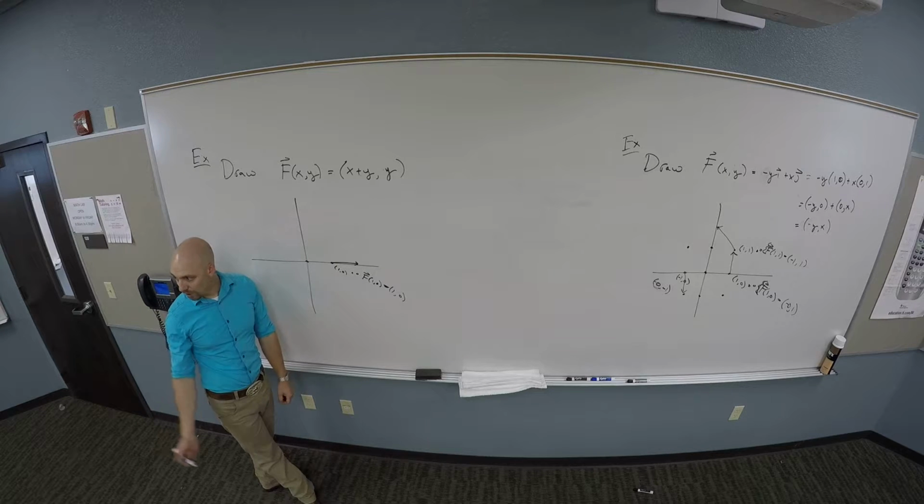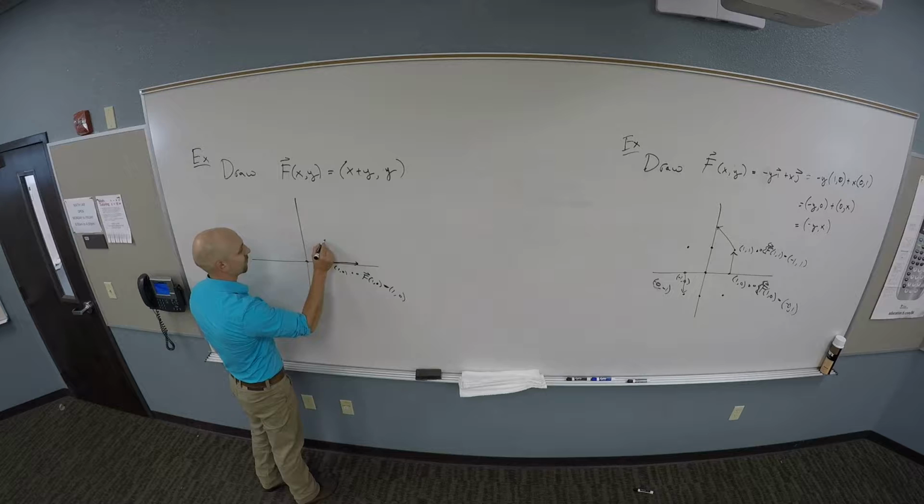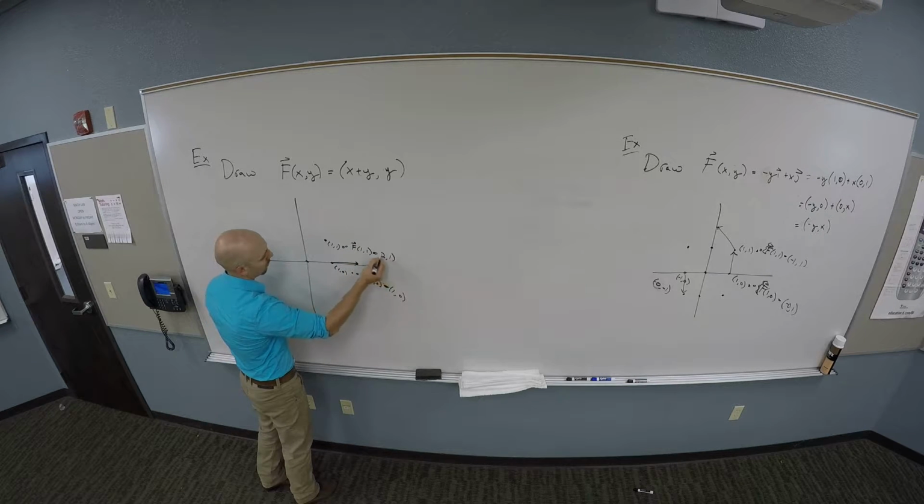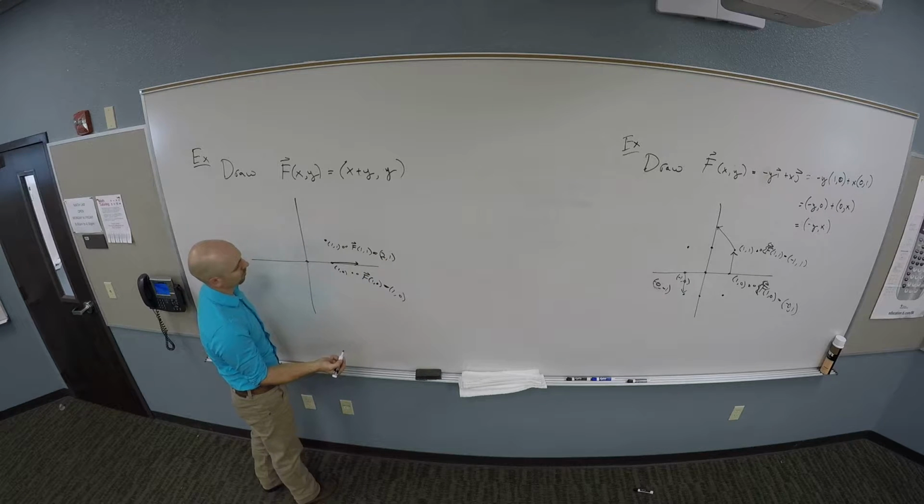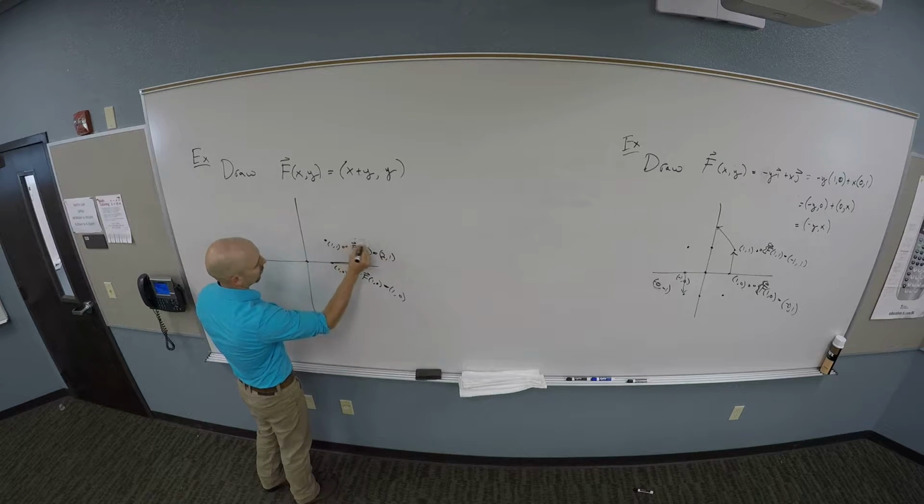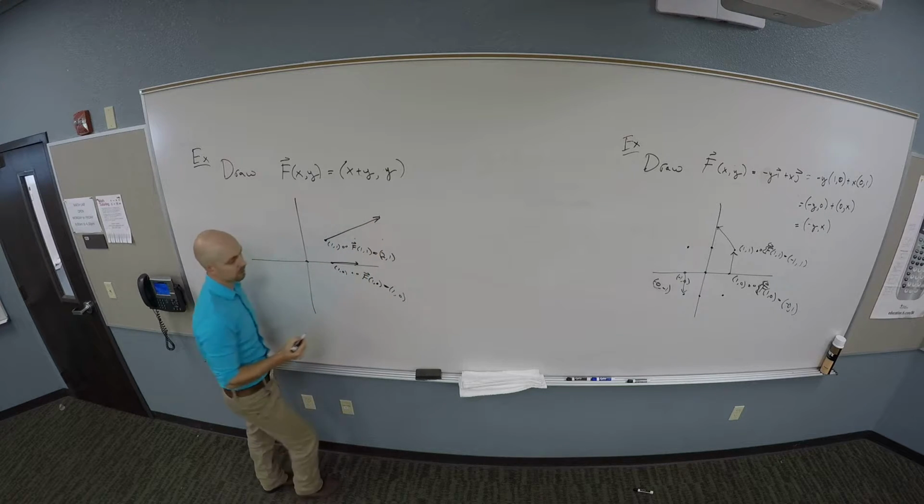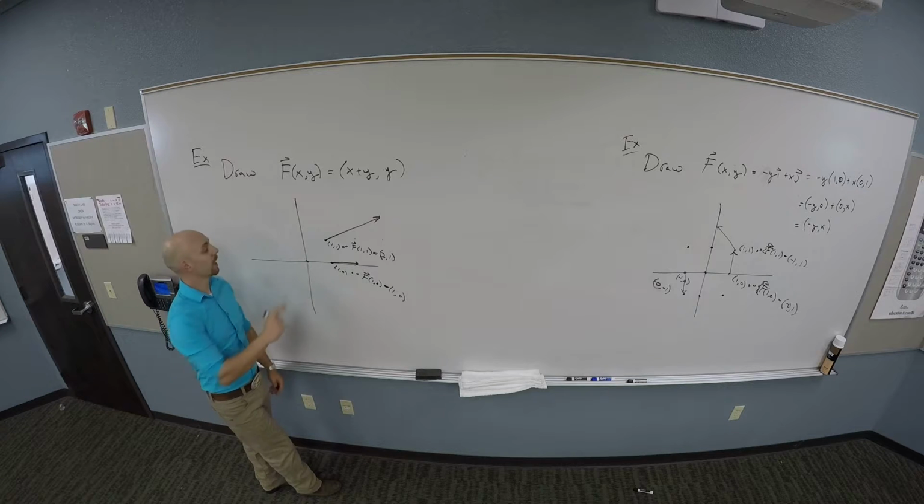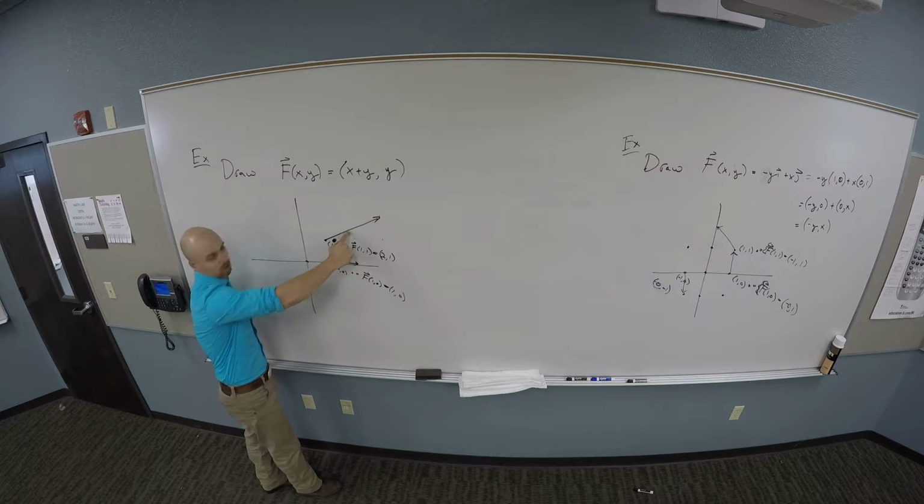Where's your next favorite input? 1, 1. Okay, so there's 1, 1. And I'm thinking to myself, what's F of 1, 1? That's 2, 1. So that one goes out 2, up 1. So I get some vector like this. And again, that's an input, output, right?